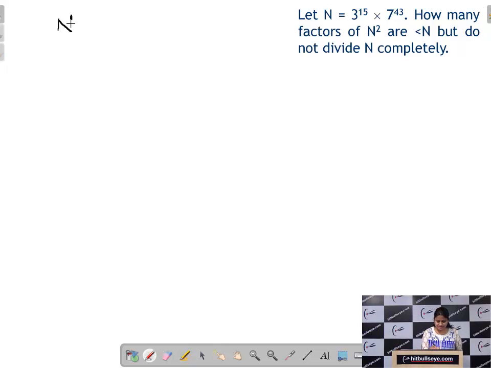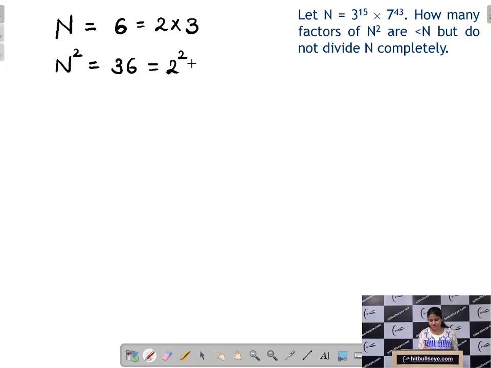Instead of this n, suppose my number is 6. What is n square then? 36. Now 6 can be written as 2 into 3 and 36 can be written as 2 square into 3 square. Once again, I'm coming to the question. What was the question here? How many factors of n square are less than n but don't divide n completely?